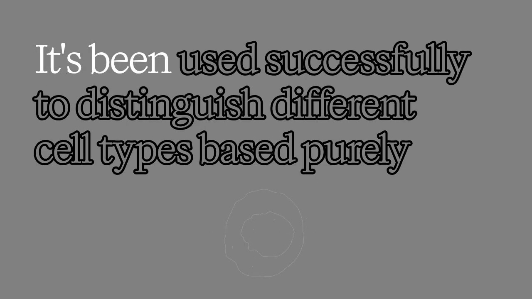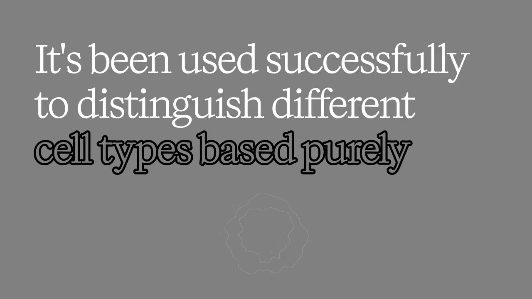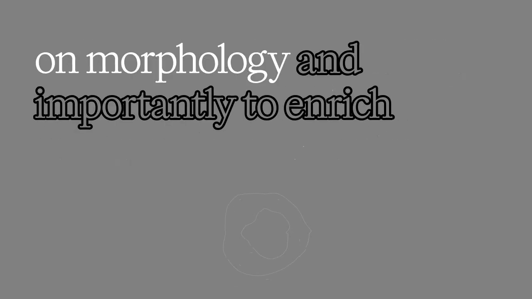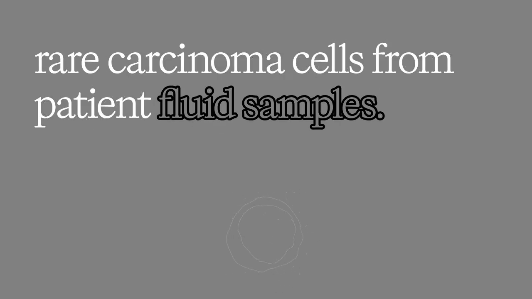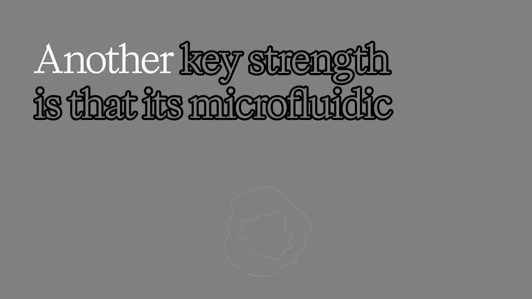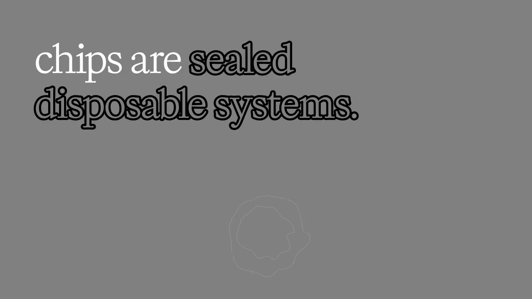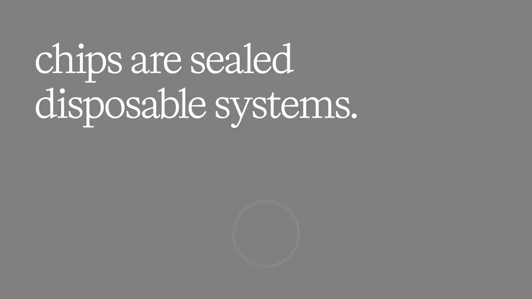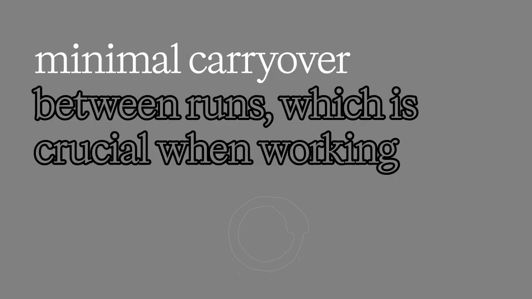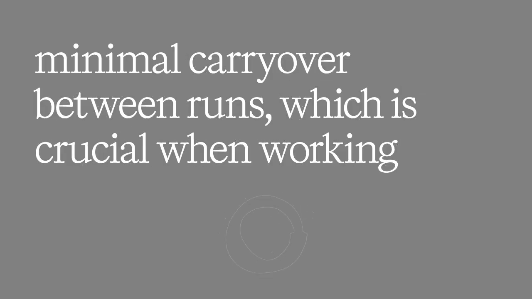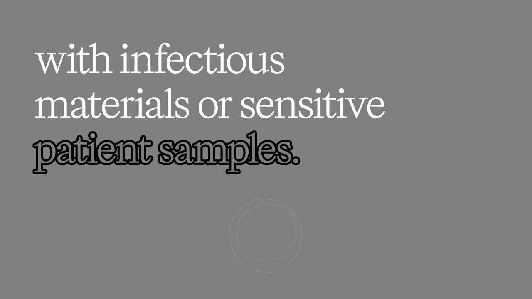What are some examples? It's been used successfully to distinguish different cell types based purely on morphology and, importantly, to enrich rare carcinoma cells from patient fluid samples. Another key strength is that its microfluidic chips are sealed, disposable systems. This makes them very suitable for samples requiring sterility or minimal carryover between runs, which is crucial when working with infectious materials or sensitive patient samples.